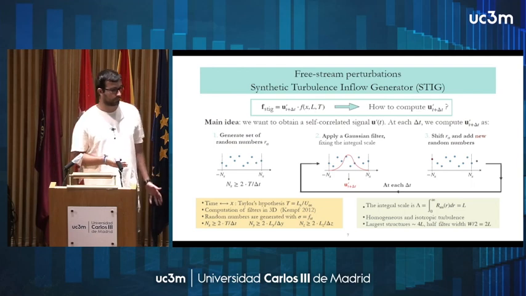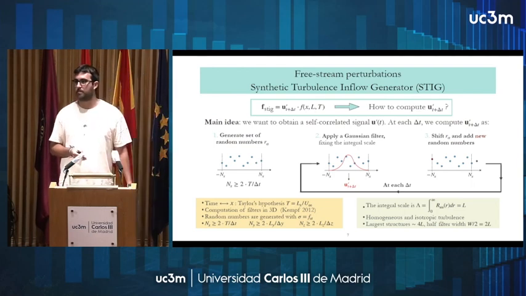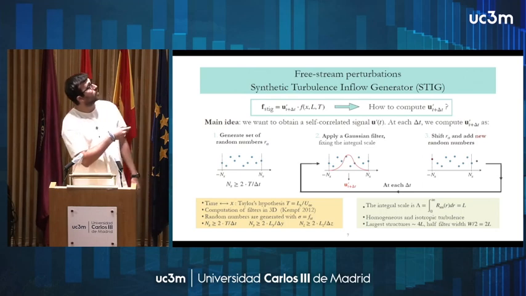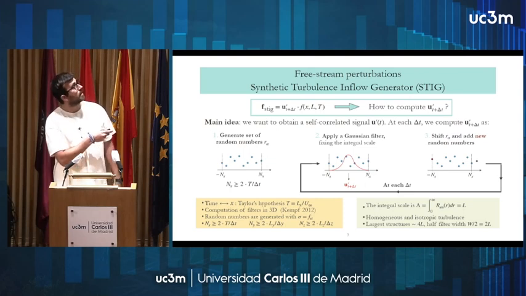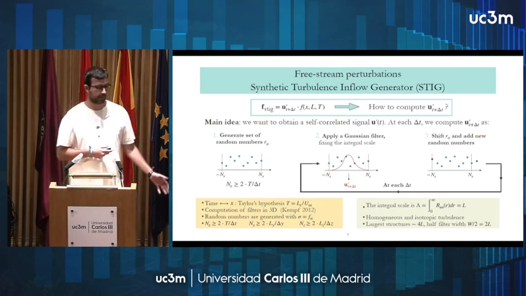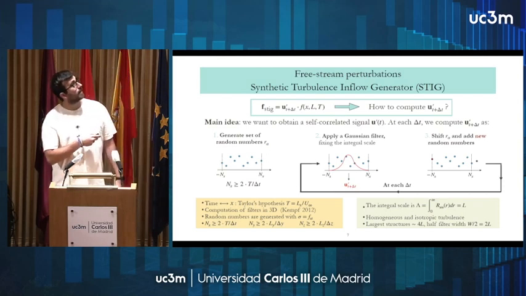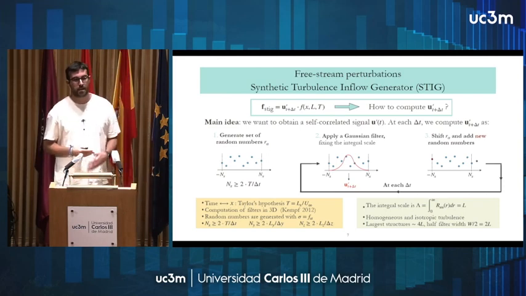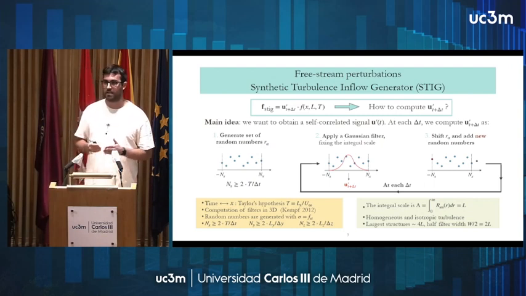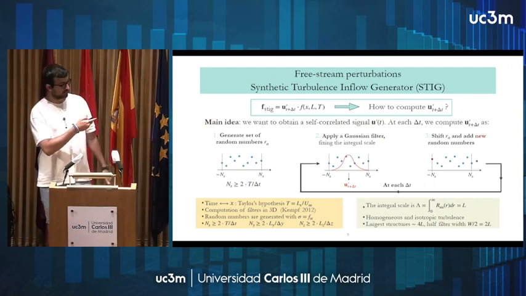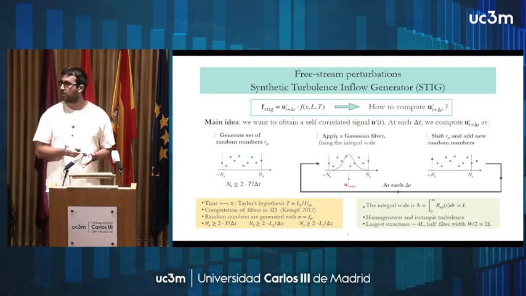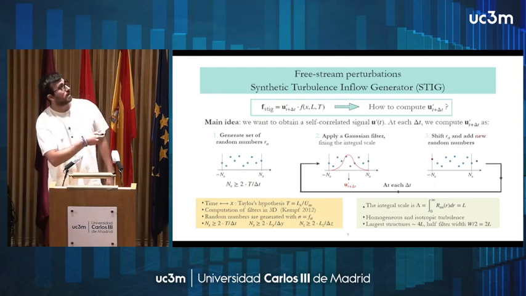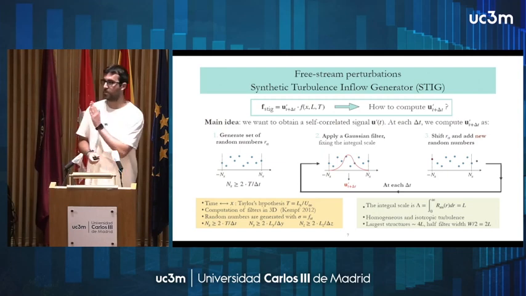But how do we compute this source term that generates the perturbation? For this source term, we have to distinguish that there is a random part, which is u prime, the perturbation velocity, and another part that depends on the injection location and on the scales of the perturbation. The main idea here is that we want to generate a signal that is going to be self-correlated, okay? This signal is going to be u prime of t, and we want to generate it according to the scales that we want to impose. So, in order to do so, at each time step of our simulation, we are basically going to compute each of the points of this time signal. Okay?